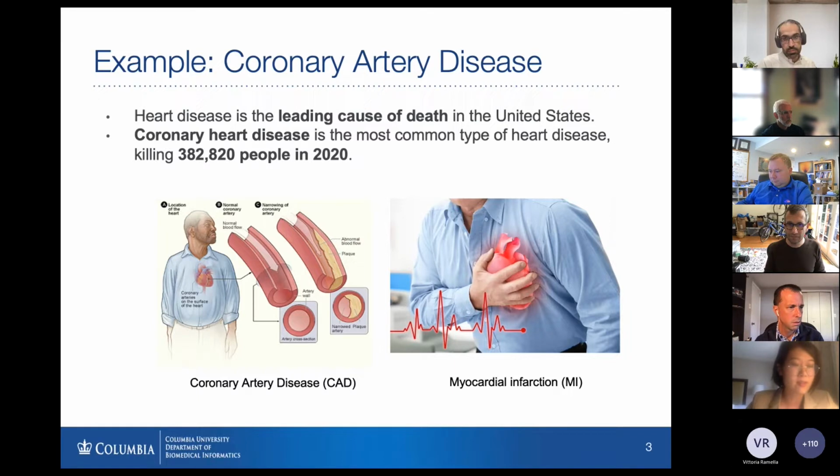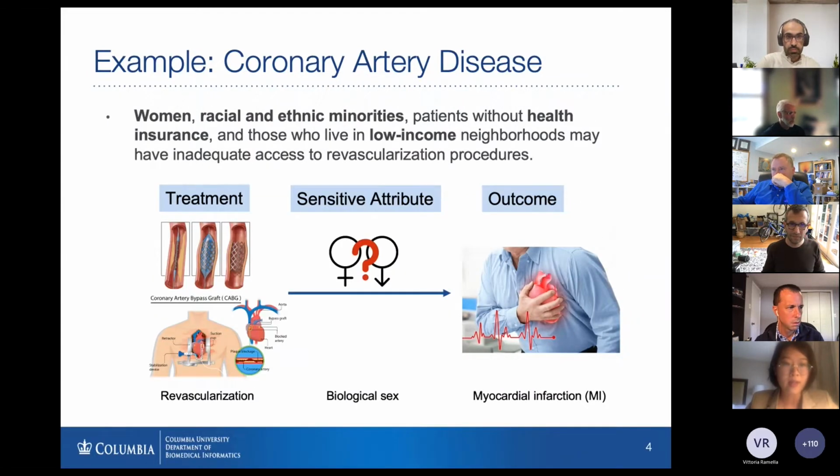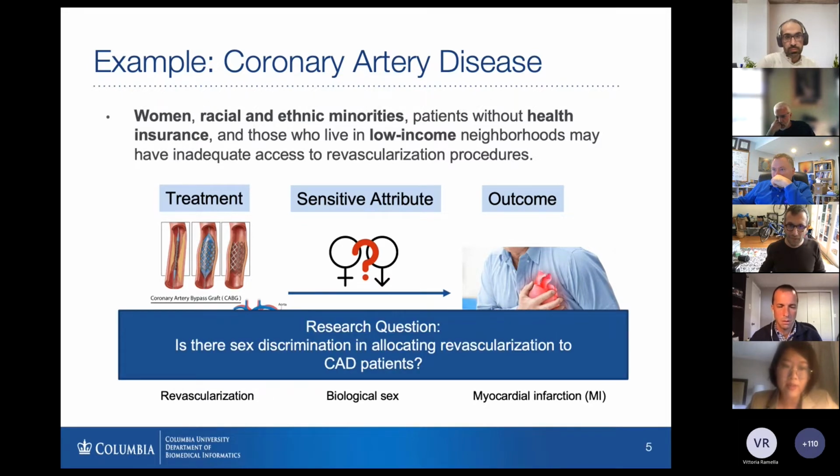Let's consider a specific example, coronary artery disease. Patients with coronary artery disease, CAD, are more likely to have a heart attack, myocardial infarction. There are several procedures for treating CAD, together called revascularization. So our research question is: is there sex discrimination in allocating revascularization resources to patients with CAD?